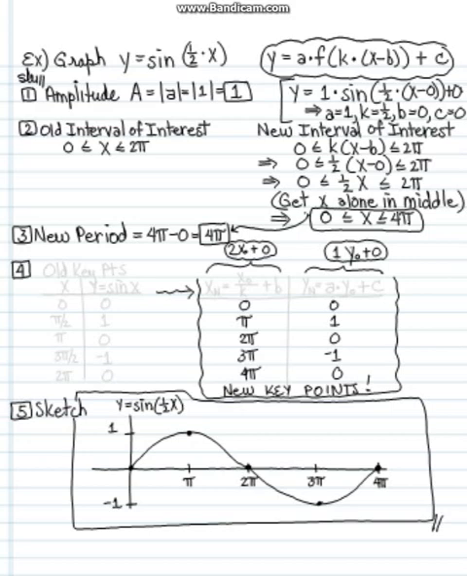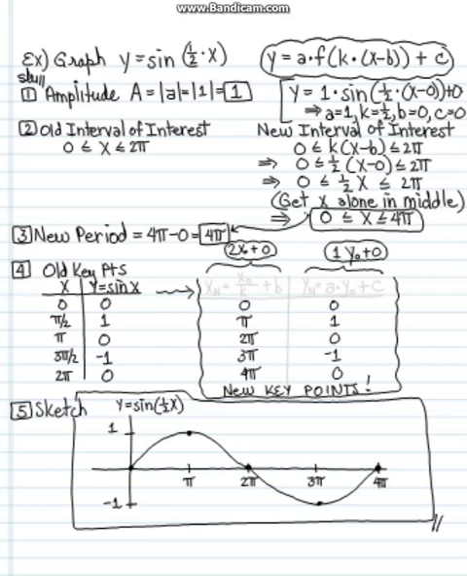Step 4, the old key points. The old key points for the sine function, let's make it on a table, x and y. The x values are the familiar 0, pi over 2, pi, 3 pi over 2, and 2 pi. And their y partners we know as 0, 1, 0, negative 1, 0. Those are the old key points. The values in the x column are called x old, and the values in the y column are called y old.